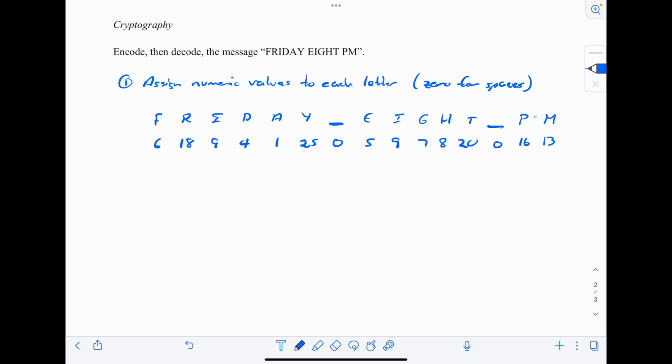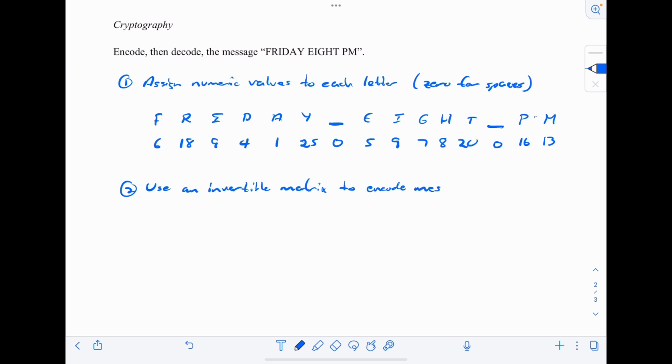So we've assigned all of the numbers, and now we're going to use an invertible matrix to encode this. Obviously the matrix that we use has to have an inverse, because on the other end, that's what they're going to use to decode it. So we're going to use a matrix to encode the message, and they'll use the inverse matrix to decode it.